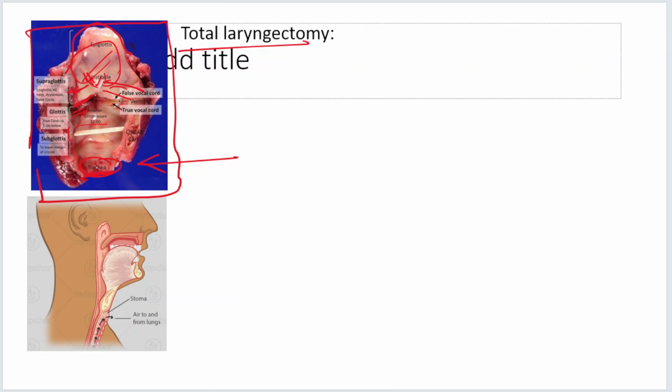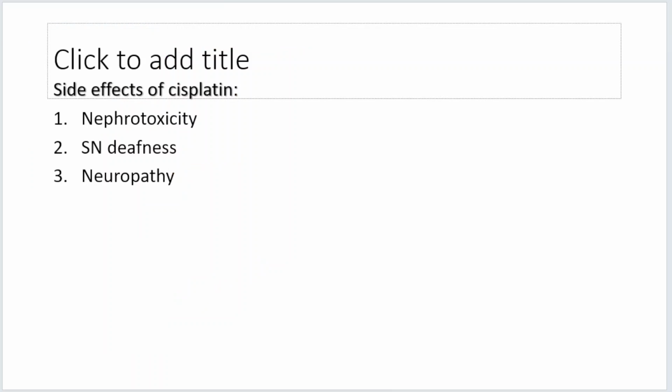Now, to understand this, this is the stoma of the patient. The patient's trachea is now communicating directly with the outside. You have sutured the pharynx in place so that whatever he eats goes into the pharynx. This is the tongue. This is the oral cavity. The food goes into the neopharynx, you call it. Okay, so this is the total laryngectomy specimen and how the stoma comes out.